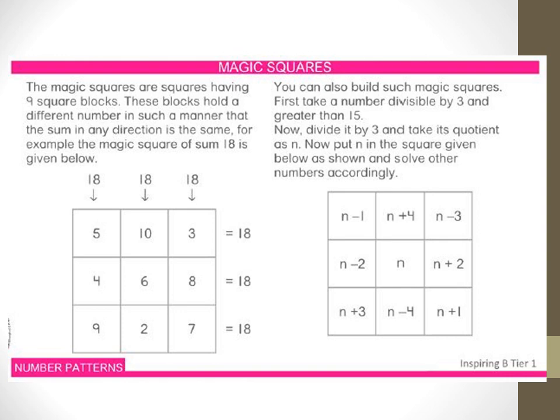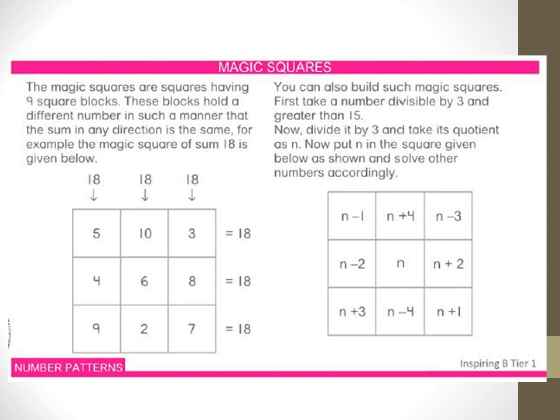First of all, you have to consider a number greater than 15 which is divisible by 3. So now let us try making the first diagram, that means the diagram to the left, using the diagram to the right hand side. That means now we are going to verify how we made it. So let us consider 18.